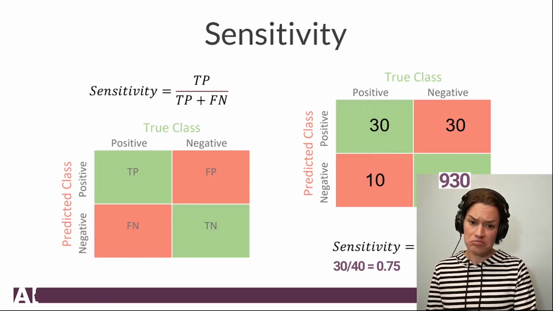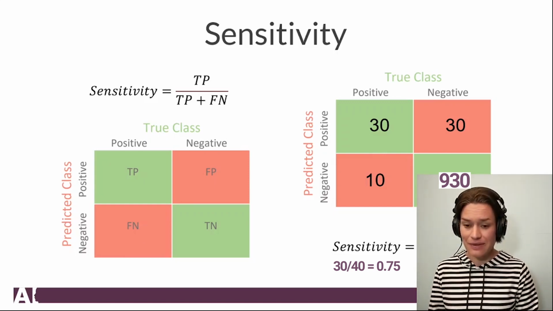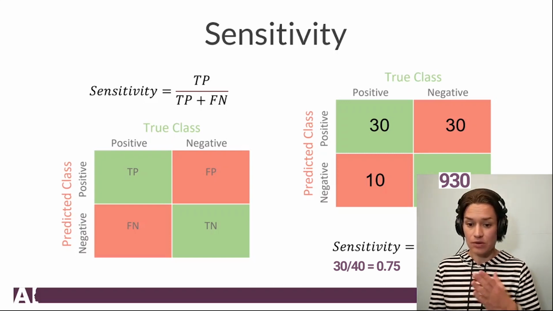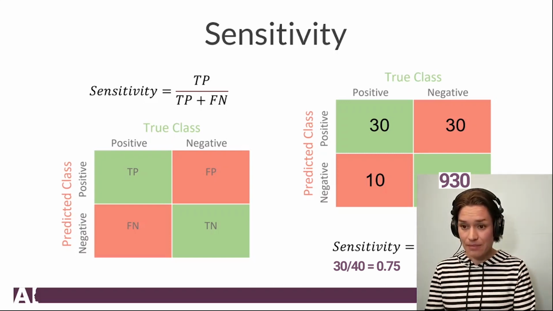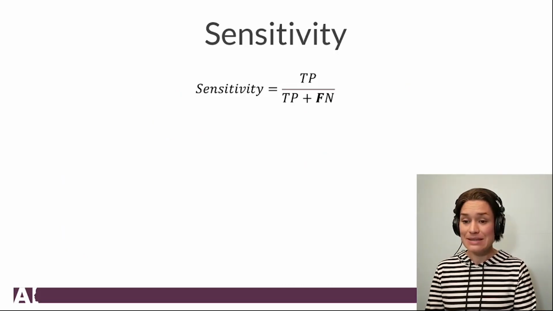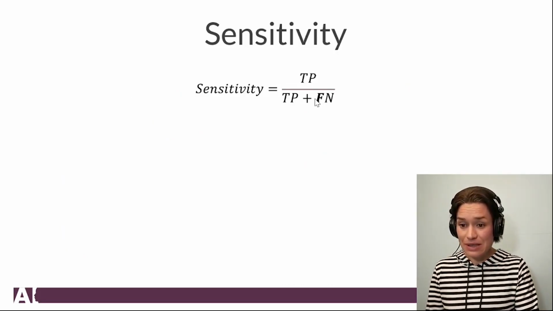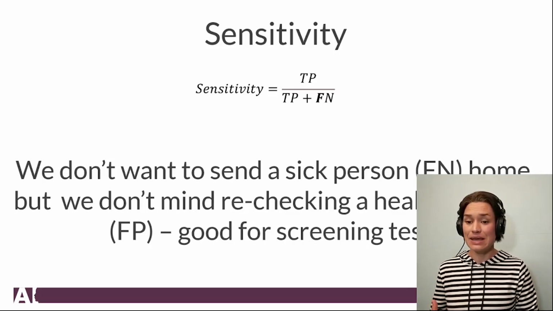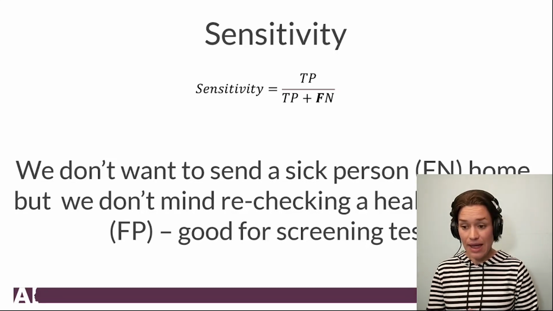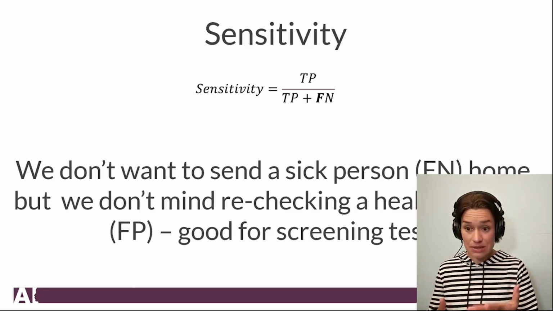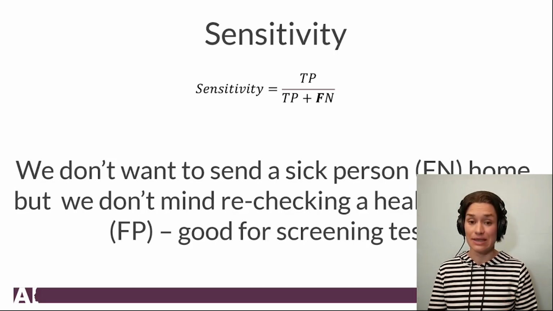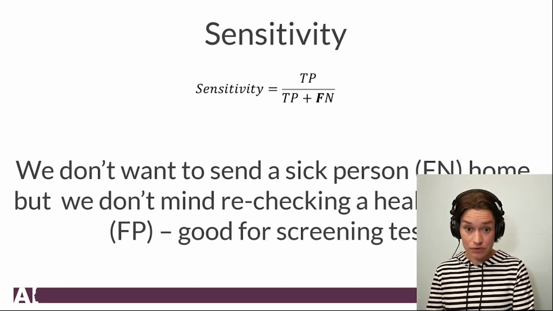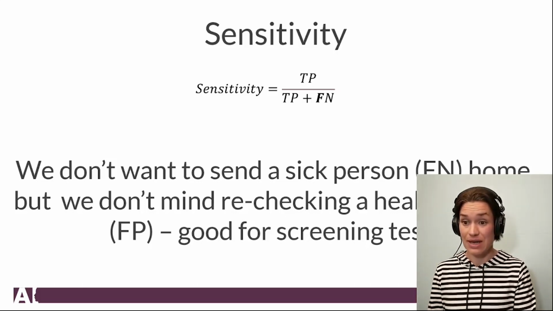It's 75%. Depending on what we want to achieve with our algorithm, we either want to have it higher or this is okay for us, but this is one of the metrics. And what influences our sensitivity is those false negatives. A false negative is somebody sick that we send home. We don't want to send a sick person home, but we don't mind rechecking a healthy person, like for the diabetes test. So screening tests are often optimized for this metric. If we're developing a screening test, we're going to be optimizing for sensitivity.